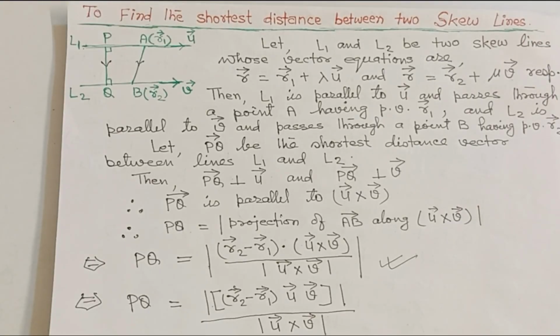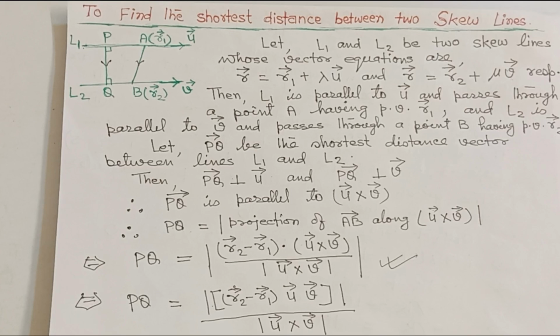To find the shortest distance between two skew lines. So here the question is, what is a skew line? Coplanar lines first: two lines lying in the same plane are called coplanar. But two lines in space which are not coplanar are called skew lines.